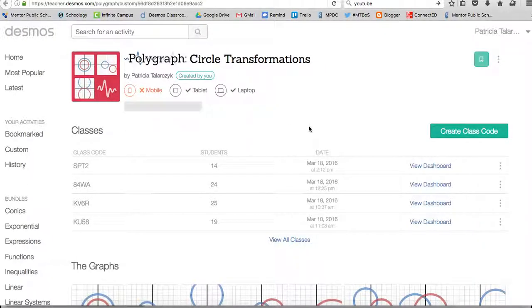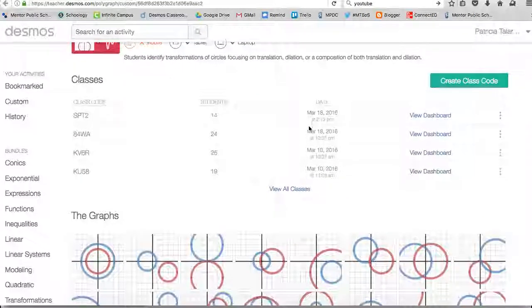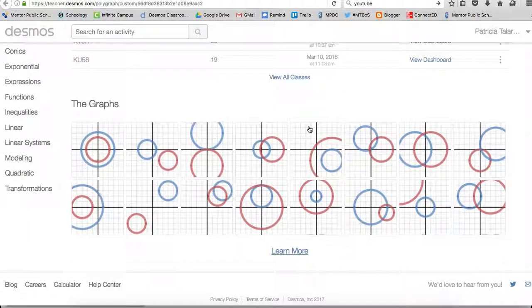When you look at an already made polygraph, if you scroll down to the bottom of this page, you see the different graph choices. There are always 16 total. In this particular graph set, I purposely created circles that have undergone different transformations. So we have the concentric circles, which are dilation only.